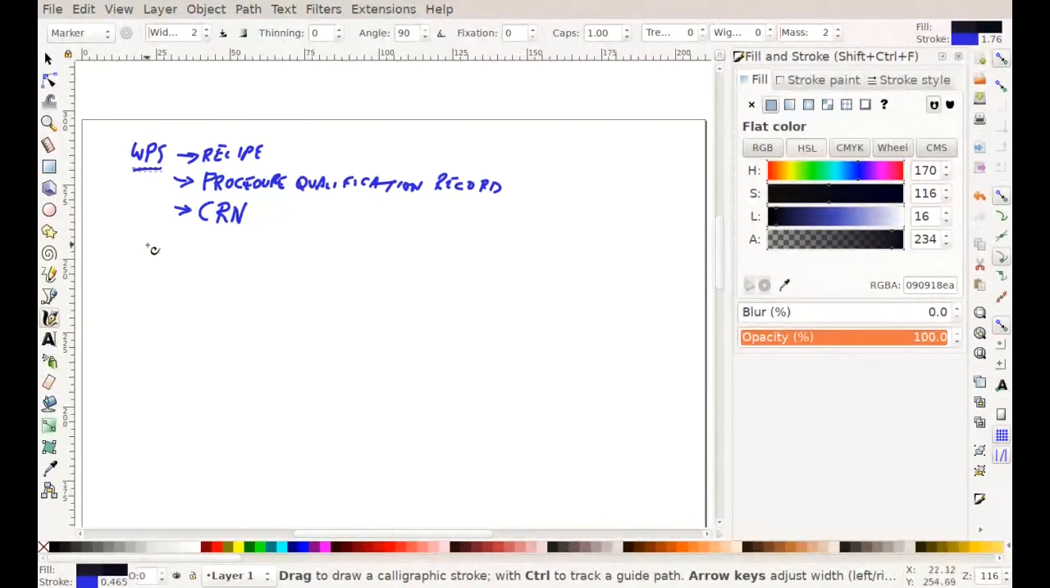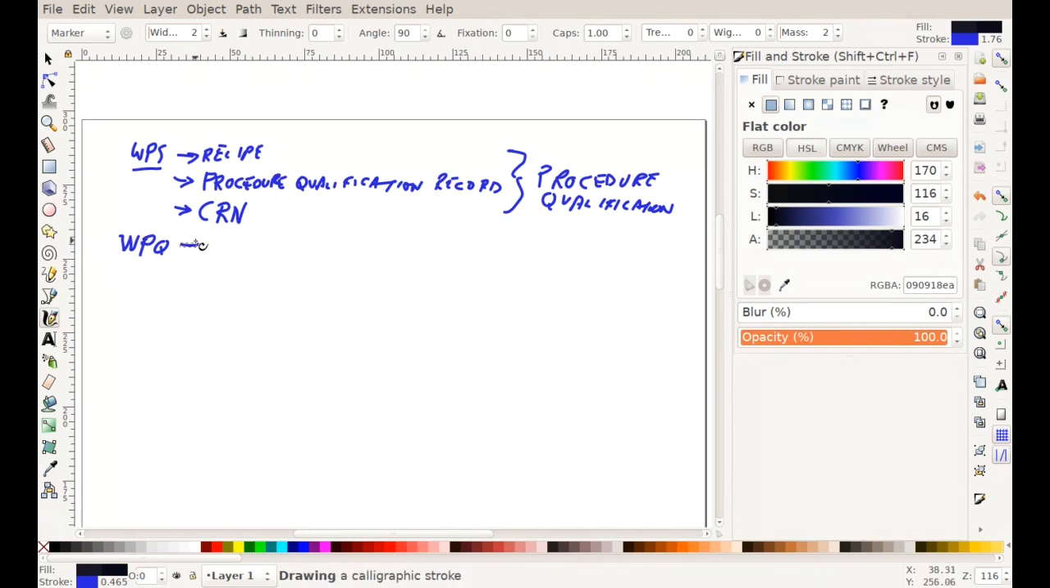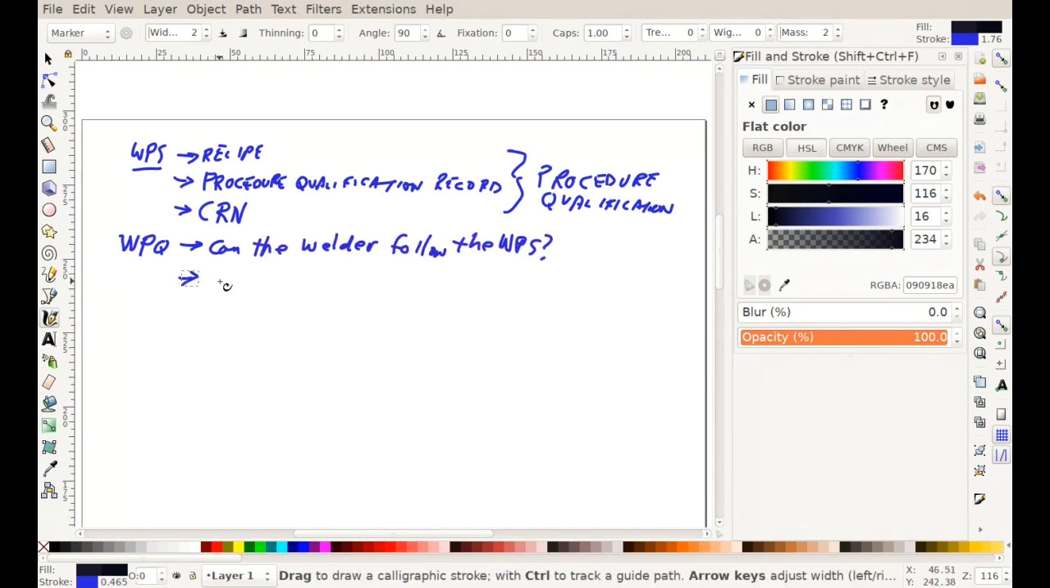So now we've got a qualified weld procedure. Now we need qualified welders. By the way, this here is all procedure qualification, and this is what we call it in ASME Section 9. But now what we have to have is welder performance qualification, which is WPQ. This means, can the welder follow the recipe? If they follow the WPS, are they skilled enough to produce a strong and ductile weld that they know the procedure can make? So can the welder reproduce? We're going to call it reproduce because this is all reproducibility.